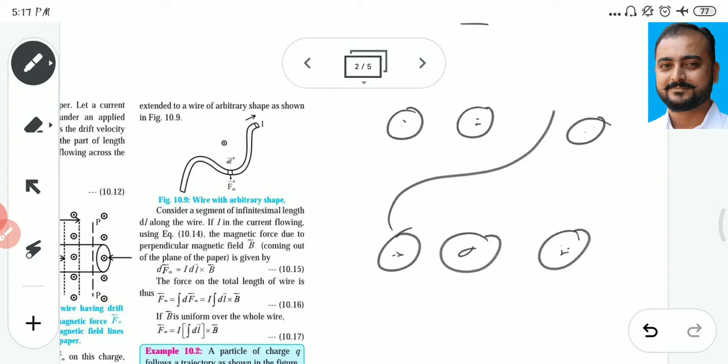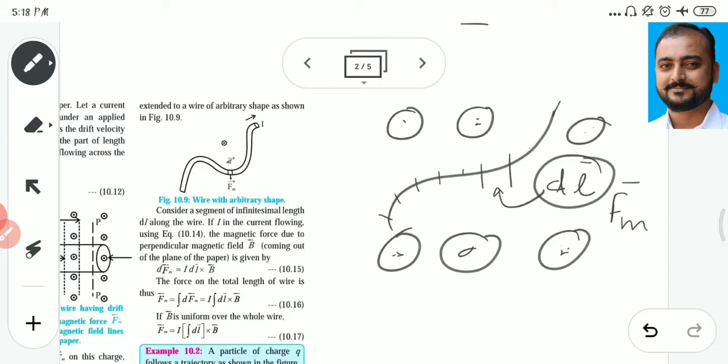Now to calculate the force acting due to the magnetic field on a wire, we cannot consider the whole wire because it doesn't have a fixed shape. So we divide the wire into a small number of elements. Out of that we consider a small element of length dl. Now here we have to calculate how much force acts due to the magnetic field on this small element.